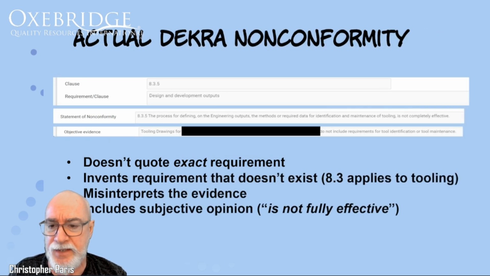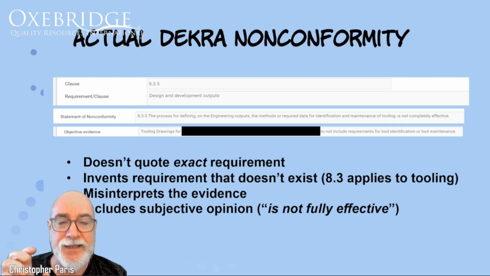All right, let's see here. In this case, they said clause 8.3.5, design and development outputs. So they only quoted the clause, but they didn't copy and paste the actual words out of it. They then say the statement of nonconformity is the process of defining on the engineering outputs the methods or required data for identification and maintenance of tooling is not completely effective.